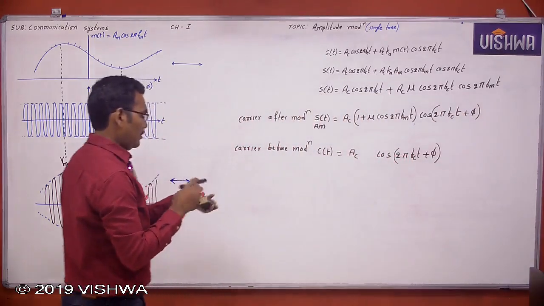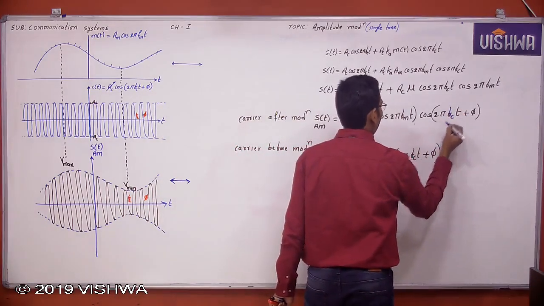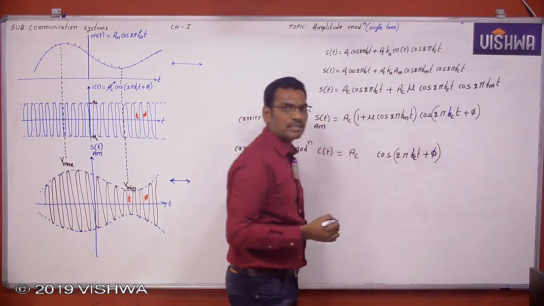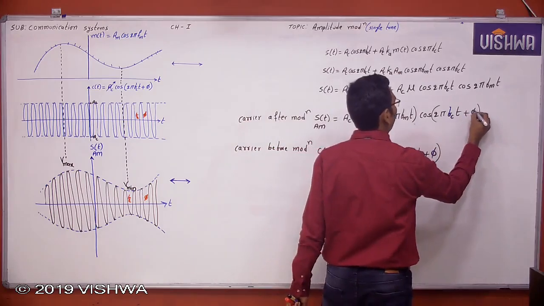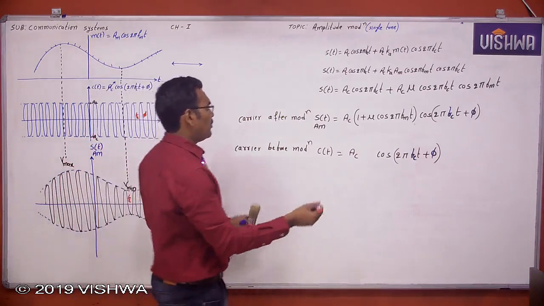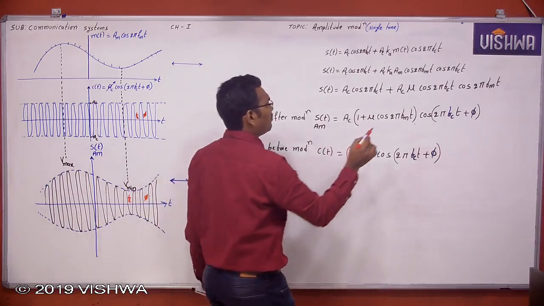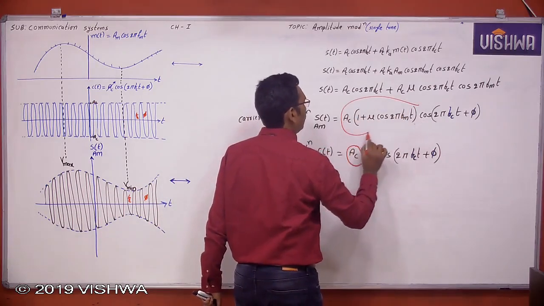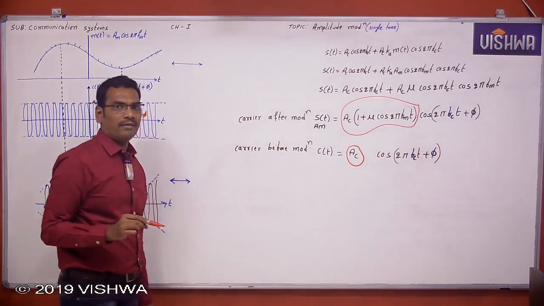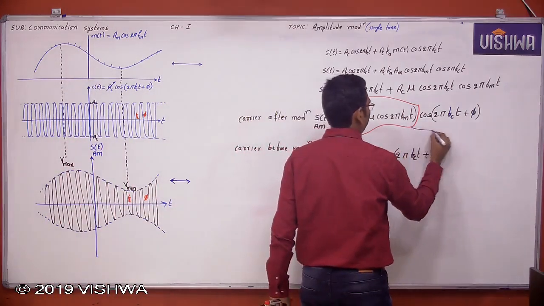Now see here, frequency of the carrier before modulation is FC. Frequency of the carrier after modulation is also FC. Phase of the carrier before modulation is phi. Phase of the carrier after AM modulation is also phi. But what is the amplitude of the carrier before modulation? The amplitude of the carrier before modulation is AC. What is the amplitude of the carrier after AM modulation? The amplitude of the carrier after AM modulation is AC into 1 plus mu into cos 2 pi FM into T.